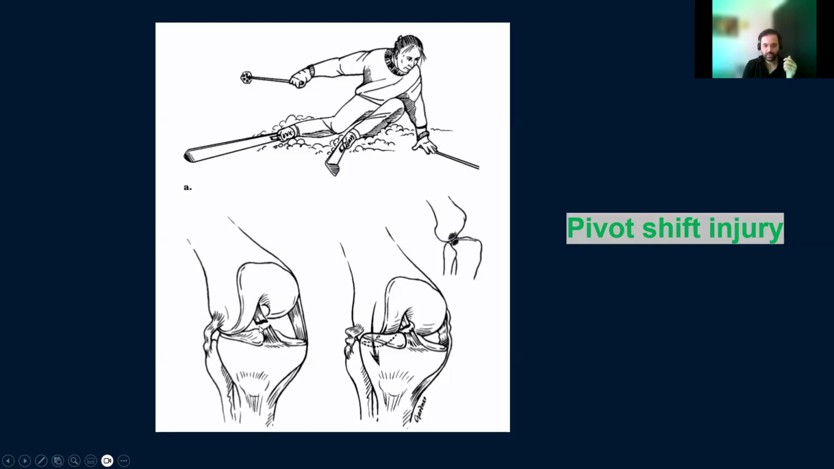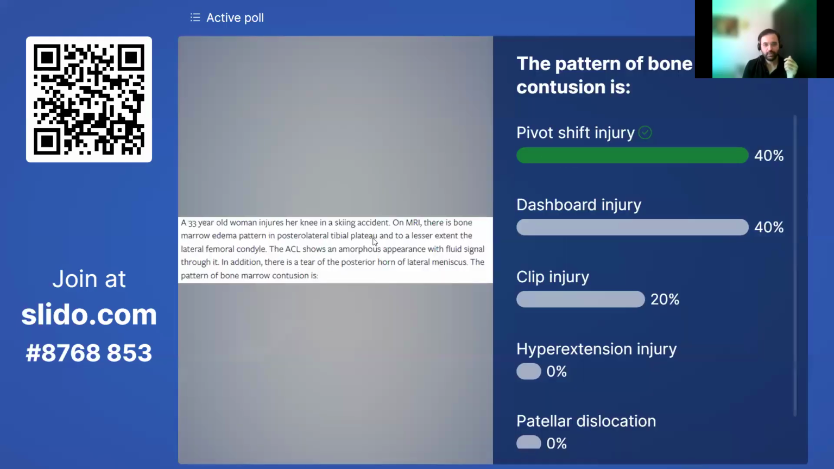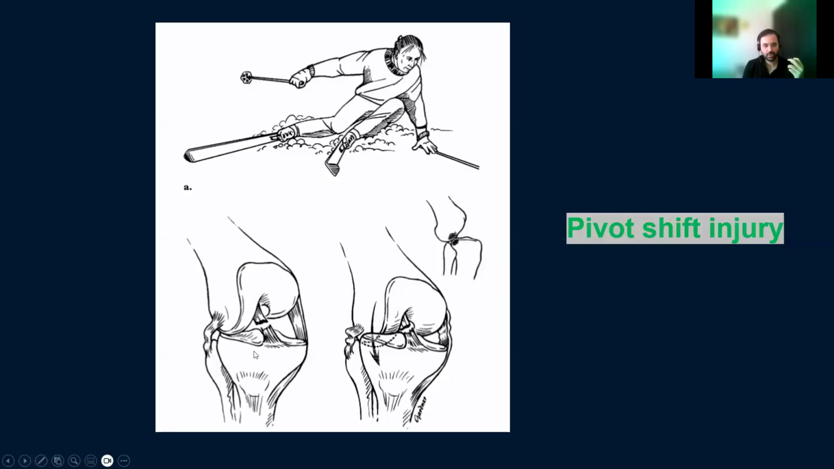If you go back to the question stem, it does say that there is bone marrow edema in the posterolateral tibial plateau, to a lesser extent in the lateral femoral condyle, and the ACL has an amorphous appearance with fluid signal through it, which means it's describing an ACL tear. And there is a tear in the posterior horn of the lateral meniscus, which is not very difficult to understand now, because when you have the femur pressing against the tibia, the lateral meniscus is going to get crushed, right? And there might be a potential injury to the lateral collateral ligament as well.